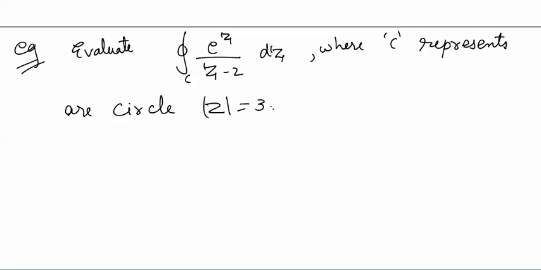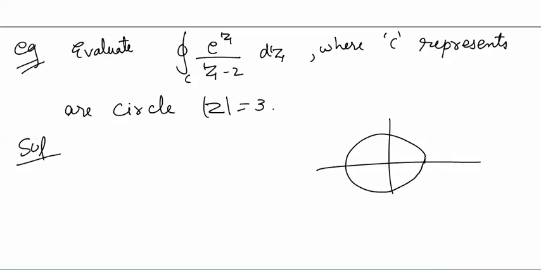Let C represent mod z equal to 3. Mod z equal to 3 means radius is 3, right? And center is 0, 0, right? So let us say this is the diagram. This is basically mod z equal to 3, the circle, right? This is 3, 0.